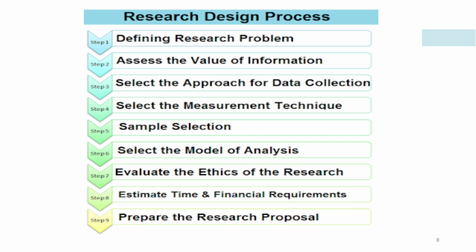The ninth step is to prepare the research proposal. The final step in the process of research design is preparing the research proposal. A research proposal or the research design is prepared for the operations and control of research. An effective research proposal is prepared before the actual conduct of research. These are the 9 steps followed in the research design process.